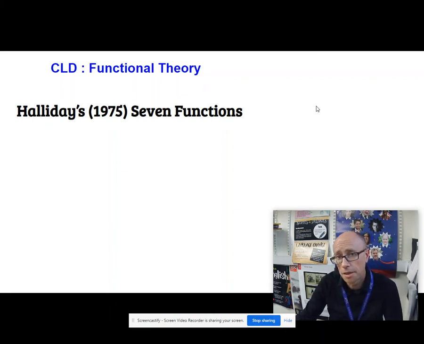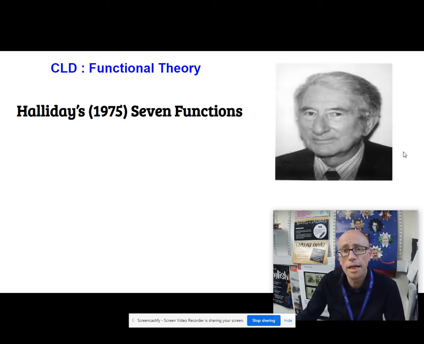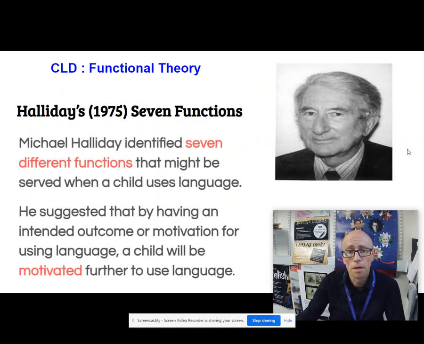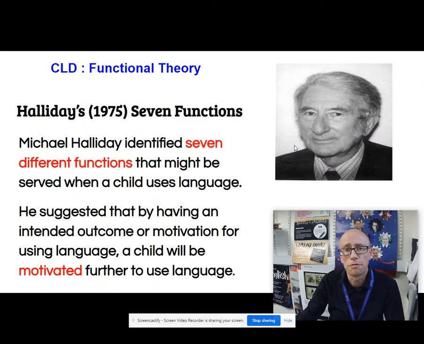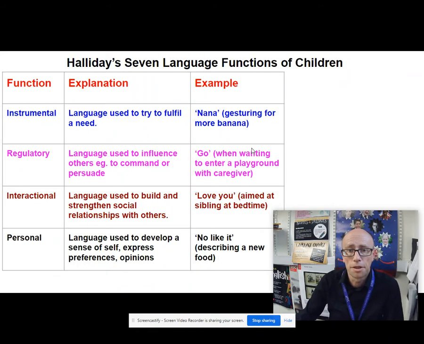So Michael Halliday is a researcher who thought that the key thing to look at when you're looking at children's transcripts is the purposes behind the child's utterances. And here he is. He looks like a North Yorkshire farmer to me. He identified seven different functions that might be used when a child uses language. He's suggesting that the intended outcome or the motivation is the key thing, because obviously if that intention is met, then that will motivate the child to use language further. So without any further ado, here are the seven functions of Michael Halliday.